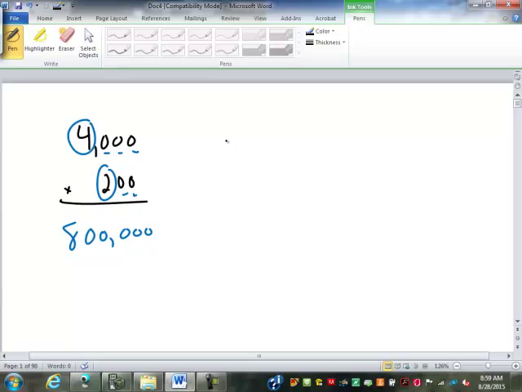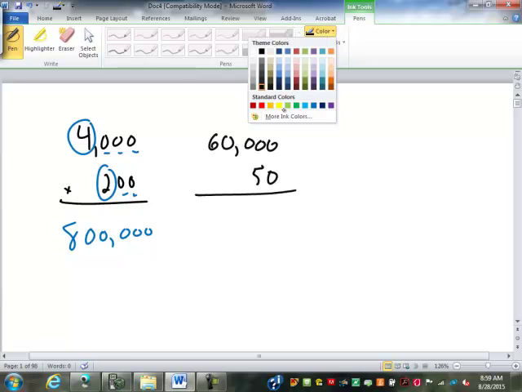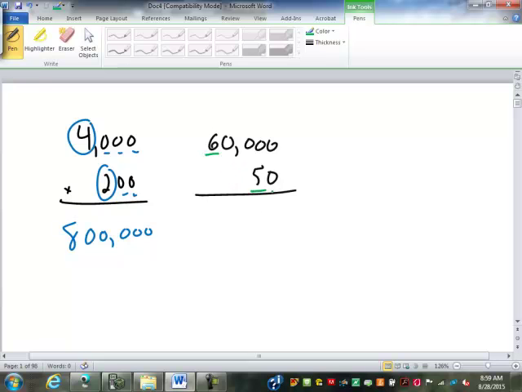If we had 60,000 times 50. Well, 6 and 5 make 30, but we still have 5 zeros to add on to it. The 5, even though there's already a 0 here, that doesn't count. We got to add the 5 zeros to it. So we get 3 million.